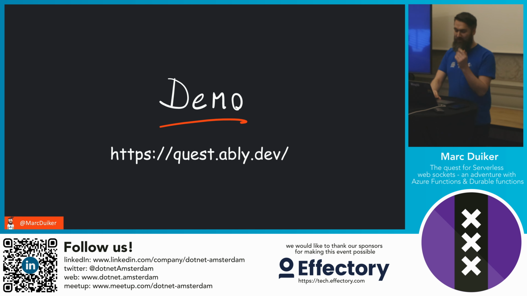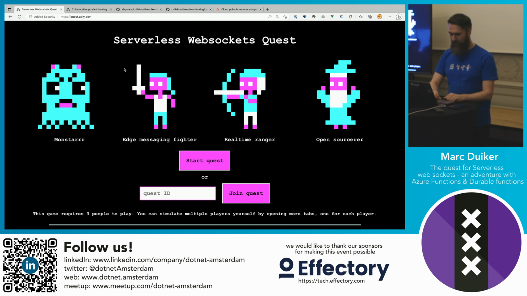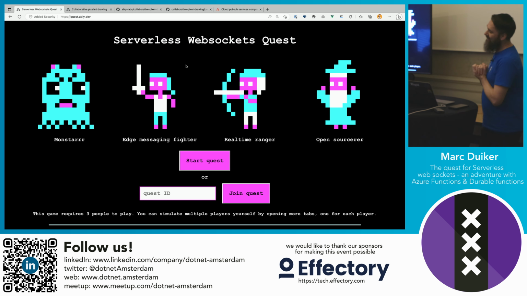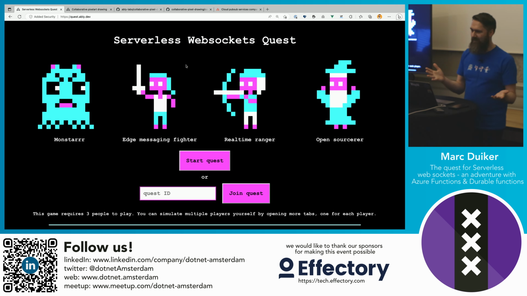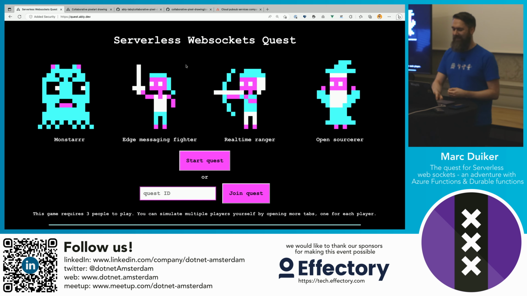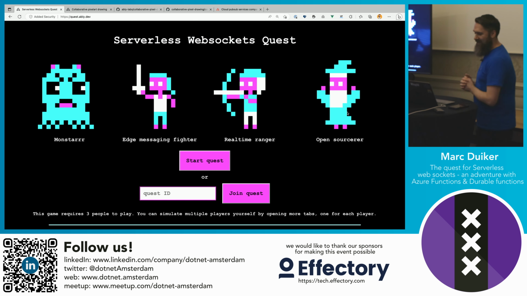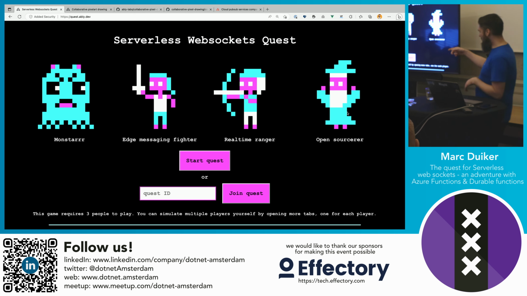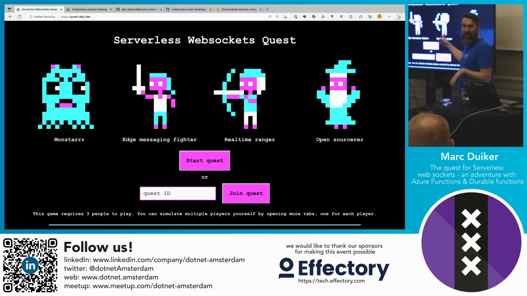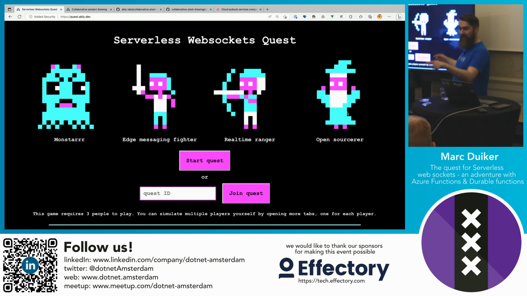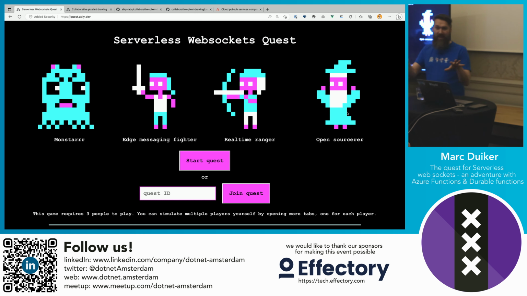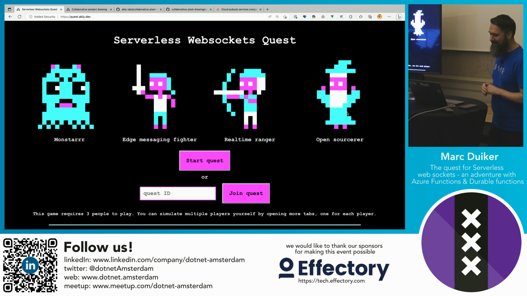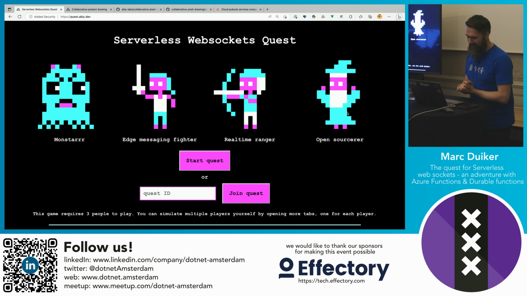So you need to go to quest.ably.dev. And I need to go there myself, of course. No QR code, because you never know what kind of URL is behind it, right? It's like a risk. I didn't have time to prepare the code. So this game is a turn-based game. We are the fighters, us three. I will be the Edge Messaging Fighter. Maybe Ed, you can be the Open Sorcerer, and then you can be the Real-Time Ranger. So we have already discussed the roles here, and we have to defeat the monster, and that's basically it.